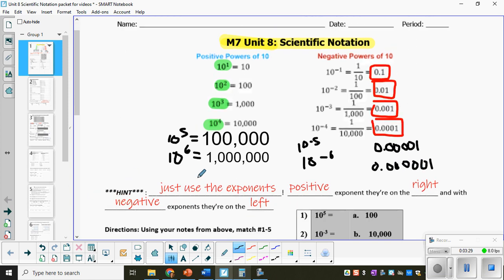So now for our little hint, this is again the shortcut. We've recognized a little pattern here. You can just use the exponents to tell you what the number should look like. And if it's a positive exponent, the zeros were on the right, okay? And if we had a negative exponent, the zeros were on the left of our 1 here, okay?